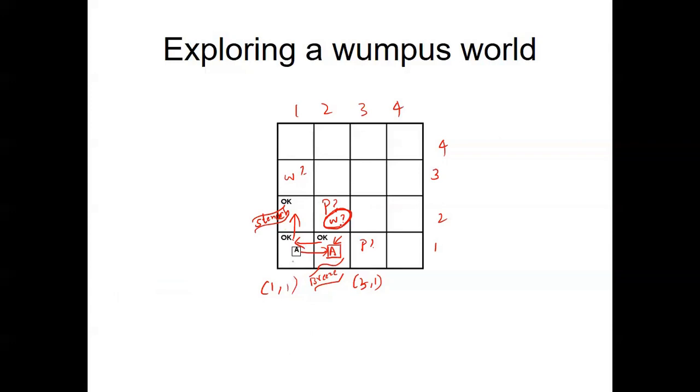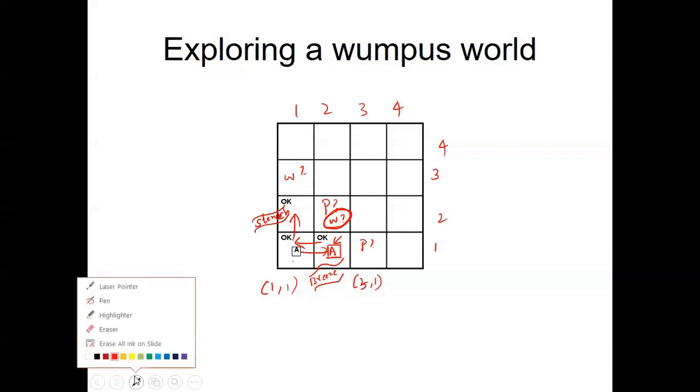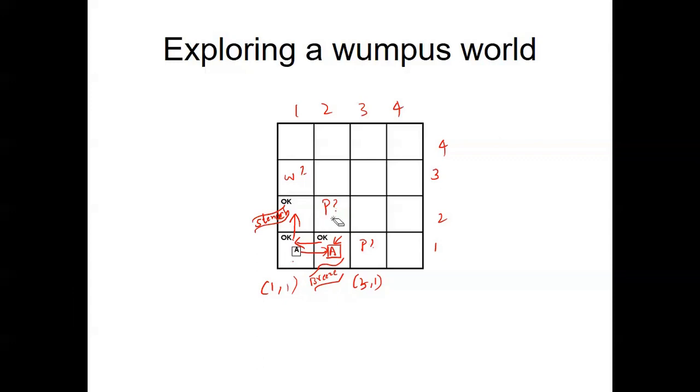Previously when the agent was in 2, 1, the agent sensed only breeze. It has not sensed stench. So from this, it is confirmed that Wumpus is not here. So now the agent understands that Wumpus should be here only. Okay. So far it is fine.